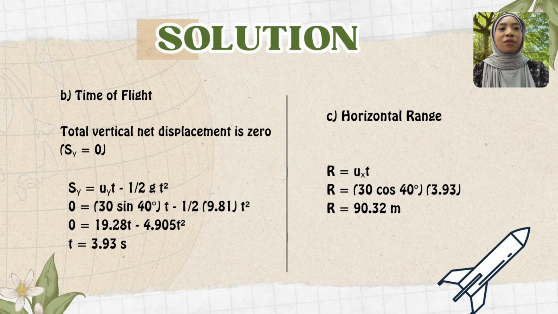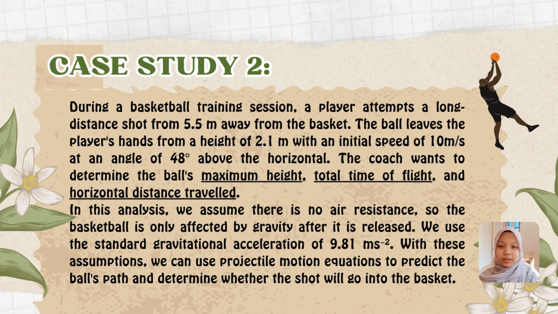The last one, we find the horizontal range. We use r equal to uxt as the formula to find the r. And we got the answer, which is r equal to 90.32 m. Now, we're gonna move on to our next study case.